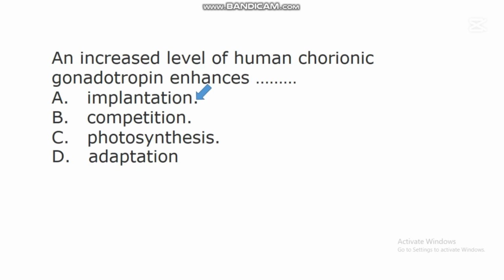Implantation. Studies have shown that there is a hormone called human chorionic gonadotropin. This hormone enhances implantation in a woman. So when the level of this hormone rises in the body system of a woman, especially at the peak level, it will enhance this process known as implantation.